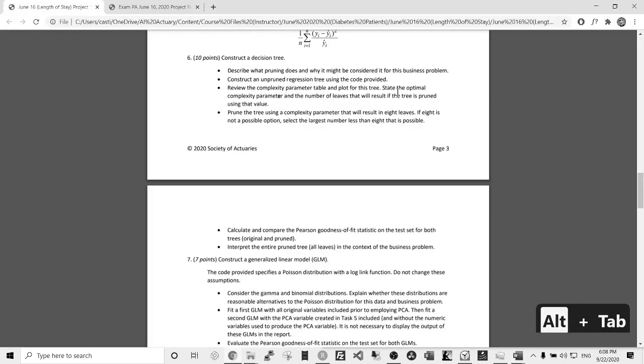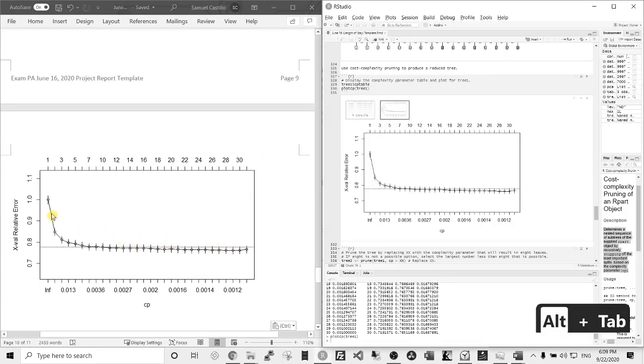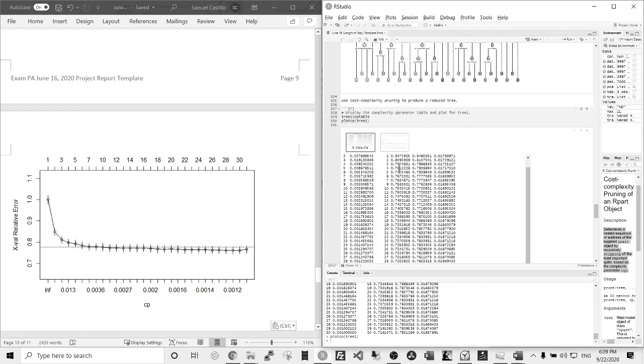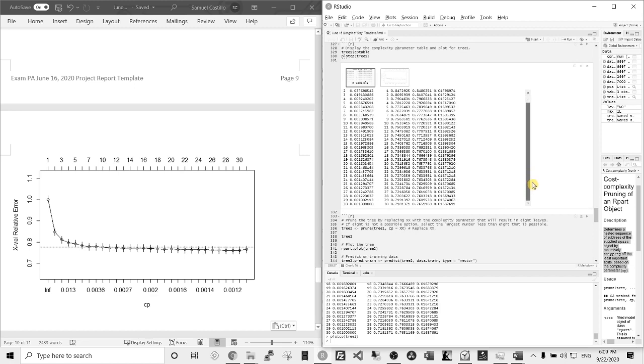So I'm reviewing the complexity parameter, and I'm finding the optimal value. So the optimal value is where the relative error is lowest. So I can see the error keeps going down and down and down as the CP parameter gets smaller. And here is the table. So I'm looking at this X error, which has the lowest error. So I can see it starts at 1, which is the worst, the highest value. And I want this to be as low as possible. So it comes down to 0.761, 0.760. So it basically keeps going down, 0.763, 762, 761, 760, 7609, or 7603. That's the lowest point.